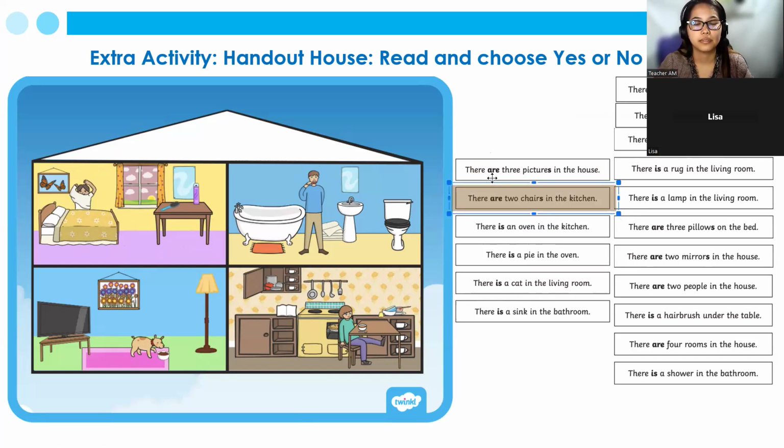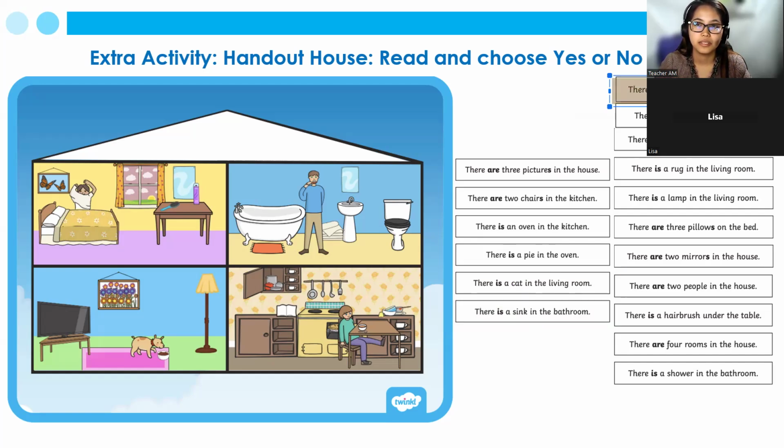There are two chairs in the kitchen. No. Very good. There is an oven in the kitchen. Yes. Wow. There is a pipe in the kitchen. Yes. Very good. There is a cat in the living room. No. Great job. There is a sink in the bathroom. Yes. Wow.